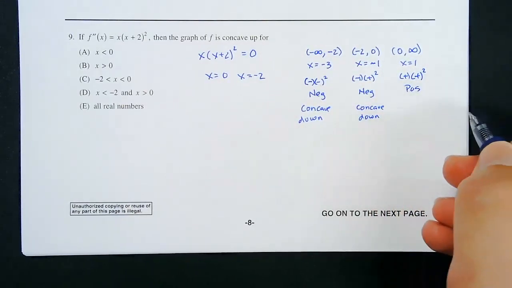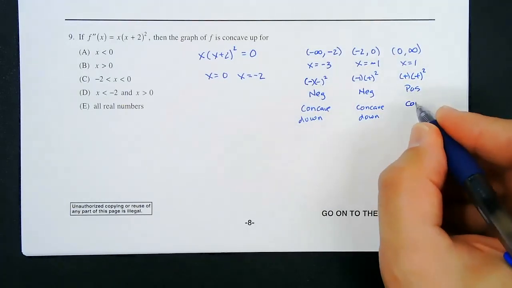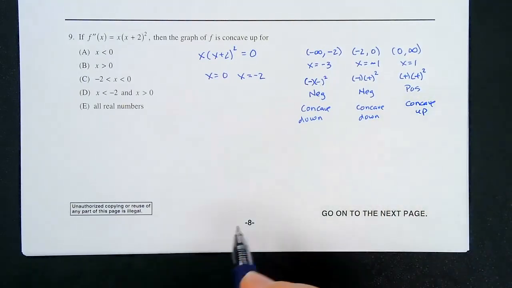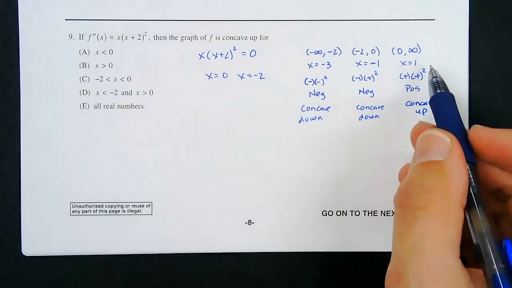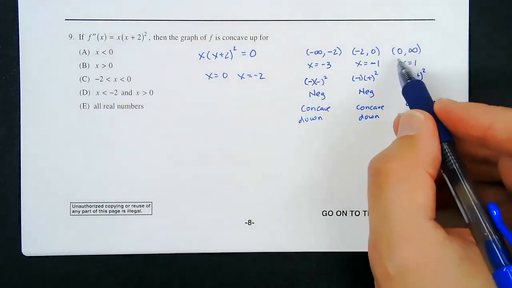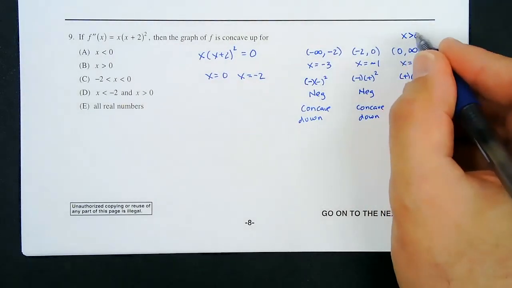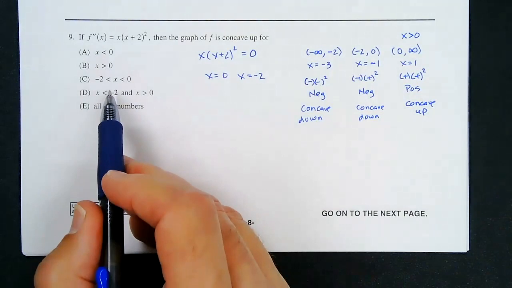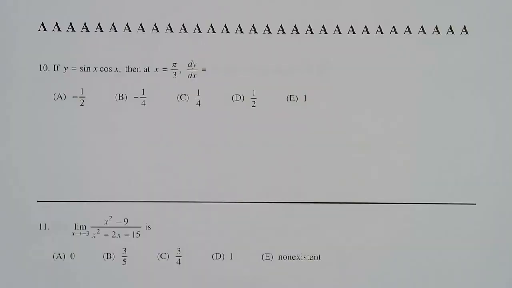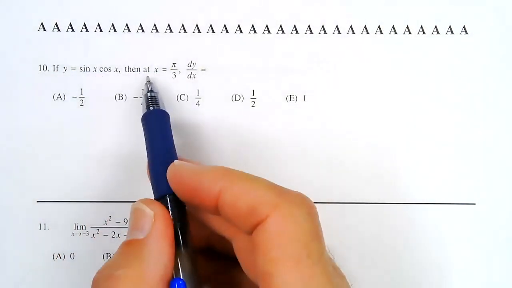So that tells me the second derivative on that interval is positive, which tells me the graph of f is concave up. So concave up from 0 to infinity. Now notice it's not in interval notation, right? So another way of saying the interval 0 to infinity would be saying x is greater than 0. So x is greater than 0 is right here for B. Correct answer is B.